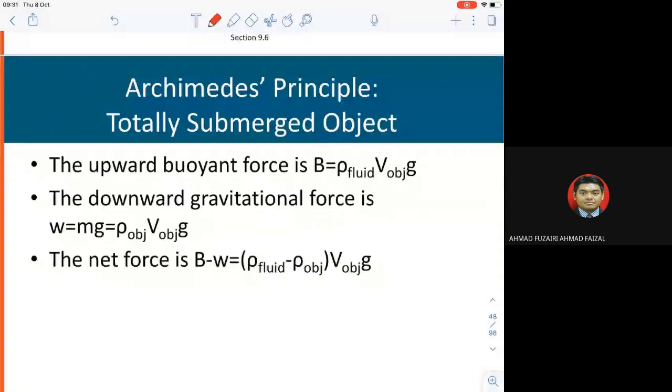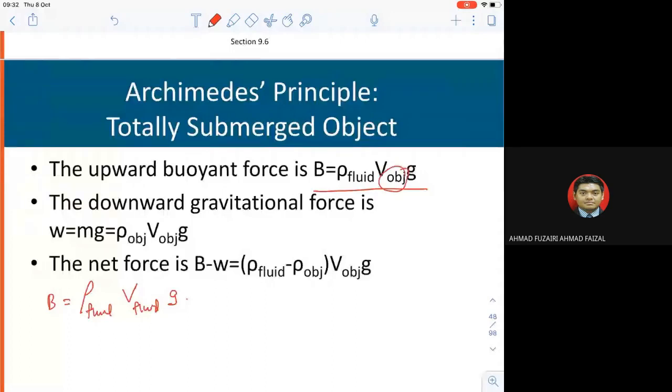g. Let's look at the difference here. This is for the totally submerged object. Earlier, I kept saying the buoyant force is equivalent to the density of the fluid times V of the fluid times g to get the buoyancy force. But what happened to the first statement? The upward buoyant force is B equals the fluid density times V object times g. So what does it mean? Don't confuse between these two.